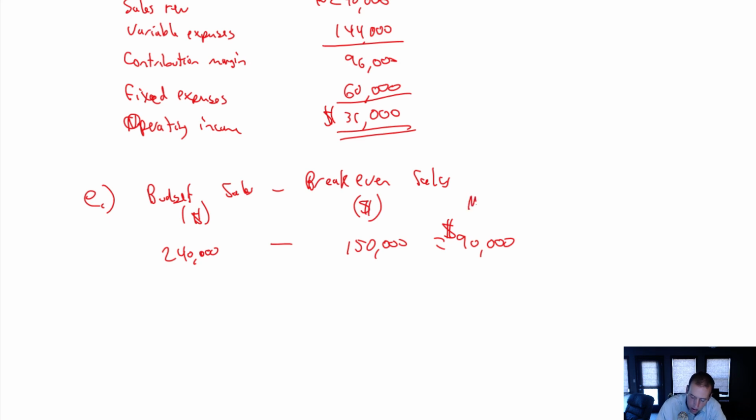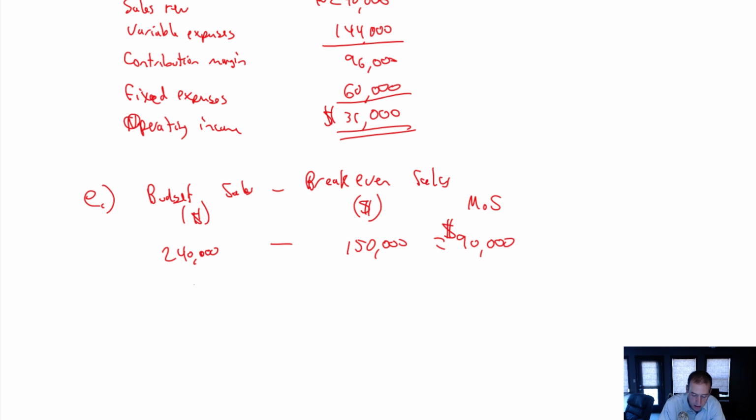Okay, so what does this tell us? This is our margin of safety. What does the margin of safety tell us? It says, look, my sales can drop by up to $90,000 and I'm still making money. If my sales drop by $89,999, I'm still making a little bit of money. That's how much wiggle room I have here. If my budget is off by more than 90 grand, I'm going to be losing money. But if my budget is off by, let's just say, 40 grand, well, I still make money. My sales can drop by up to 90 grand before I lose money.